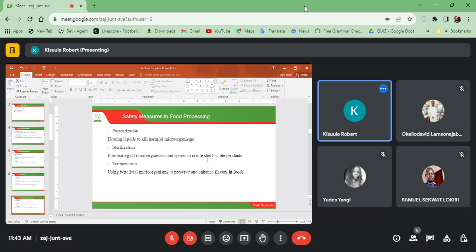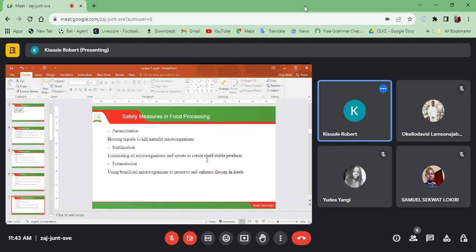The container is now able to hold the particular product that you've created without any safety concerns that could arise from the product being contaminated by the container you're putting it in. Okay, then we're also having fermentation. Fermentation uses beneficial bacteria to preserve and enhance flavors. We could use this in terms of processing. For example, we ferment yogurt, we ferment the beverages people take, the alcohol, etc.